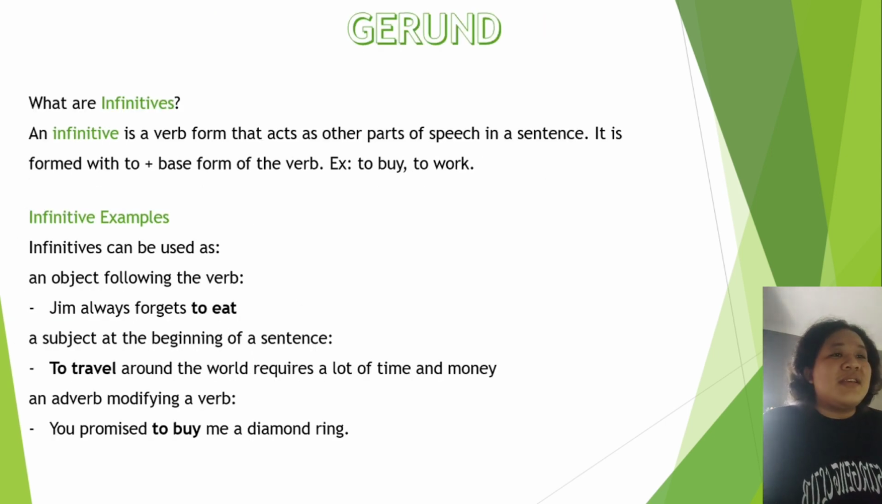What are infinitives? An infinitive is a verb form that acts as other parts of speech in a sentence. It is formed with to plus the base form of the verb. Example: to buy, to work. Infinitive example: an infinitive can be used as an object following the verb. Jim always forgets to eat. A subject at the beginning of a sentence: to travel around the world requires a lot of time and money. An adverb modifying a verb: you promise to buy a diamond ring.